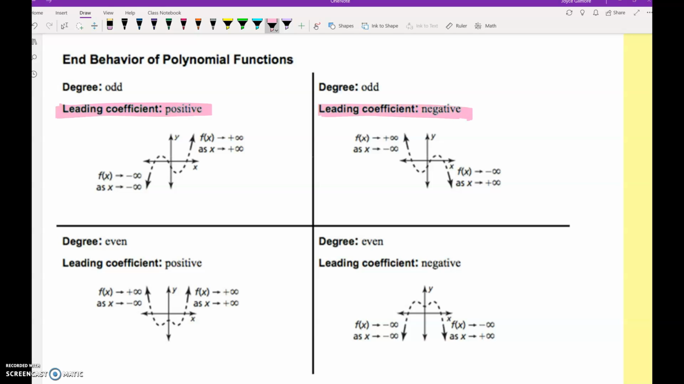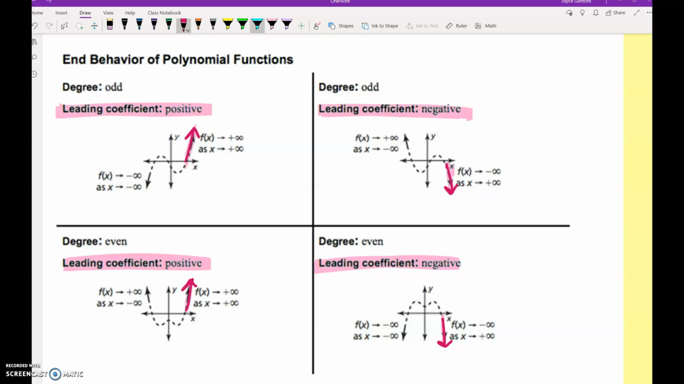The leading coefficient, remember, that's the number in front of the term with the biggest exponent. If the leading coefficient is positive, the right side of the graph is going to point up. And notice down here, leading coefficient positive, the right side of the graph points up. When the leading coefficient is negative, the right side of the graph points down. So whatever the leading coefficient is, that's the behavior of the right side of the graph. Positive leading coefficient points up on the right. Negative leading coefficient points down on the right. That's the first thing that you need to memorize.